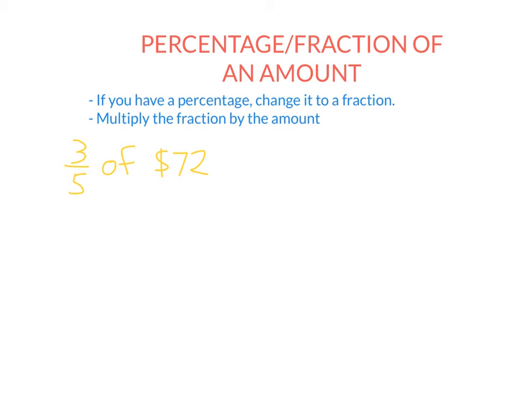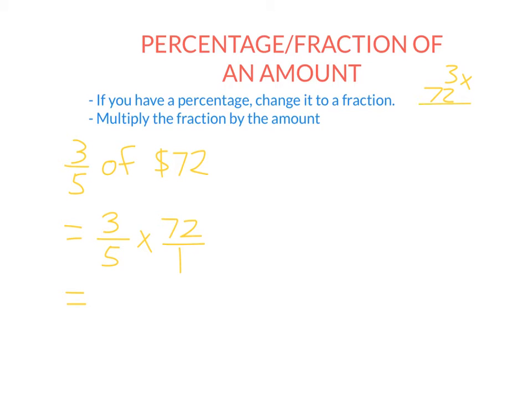So what we're going to do is calculate this as 3/5 times $72. And remember, whole number, write it over 1. So now this one I can't actually cancel. So this one's a bit harder because I can't cancel. But you can do 3 times 72. You know, if you need to, do the 3 times 72.